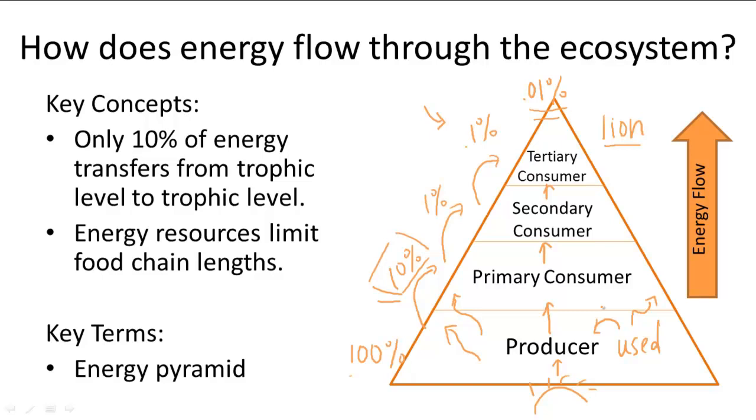So as a quick summary, only 10% of energy transfers from trophic level to trophic level. Energy resources limit food chain lengths, and the shrinking of the energy level from trophic level to trophic level is represented through the energy pyramid.